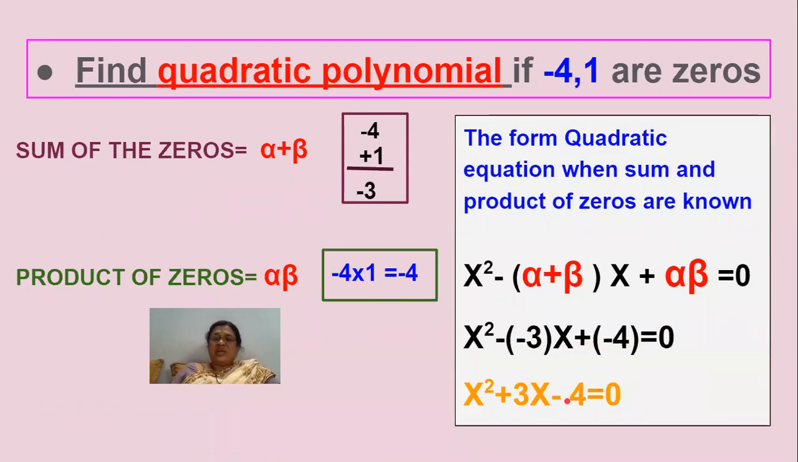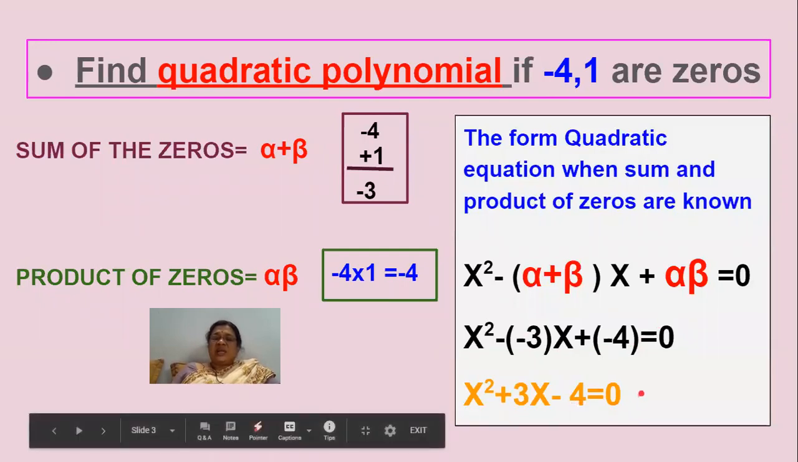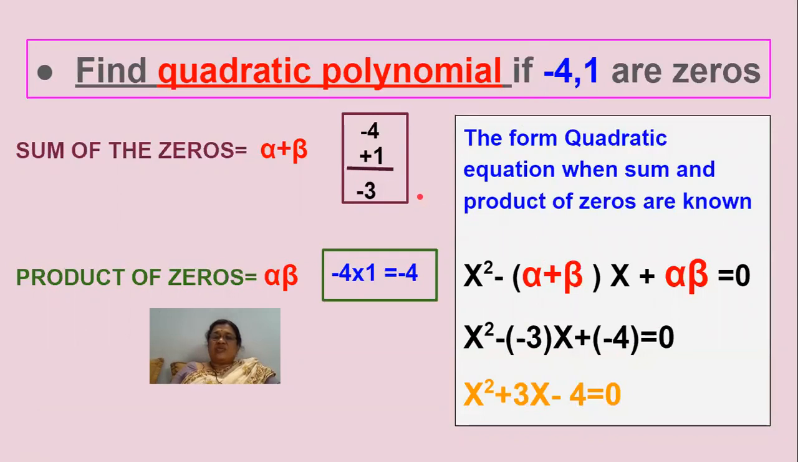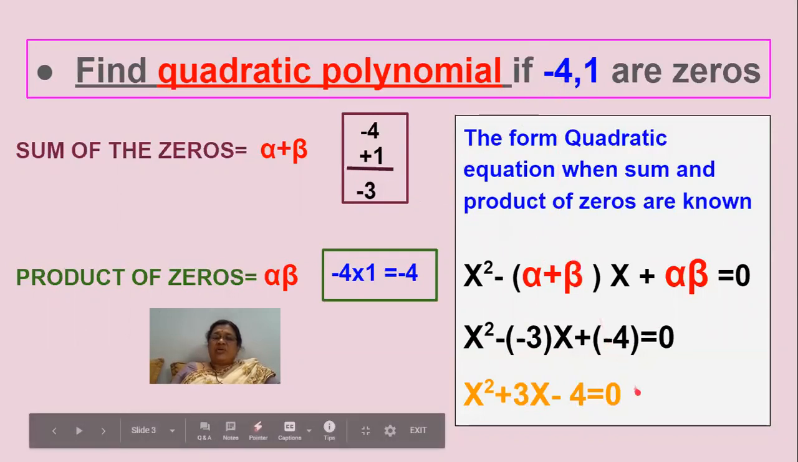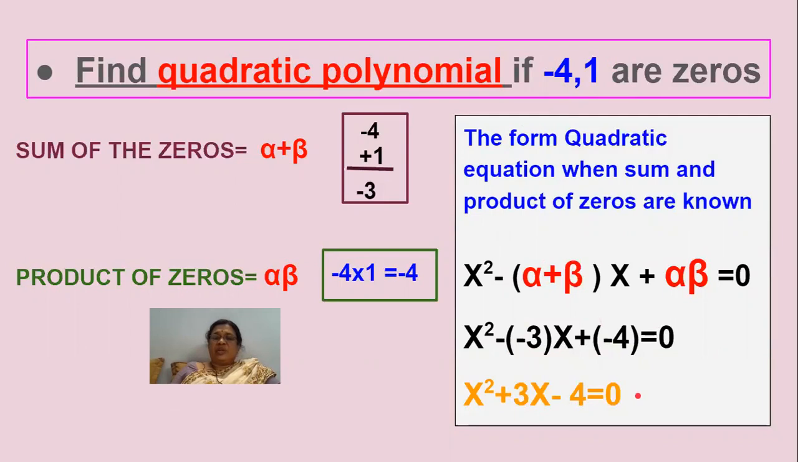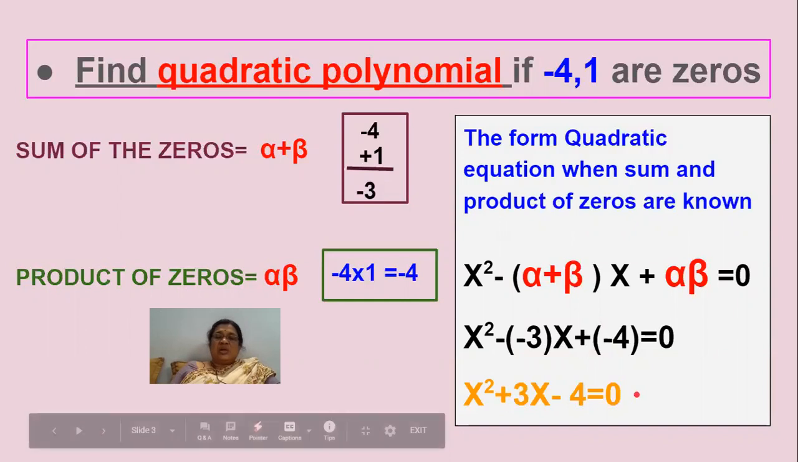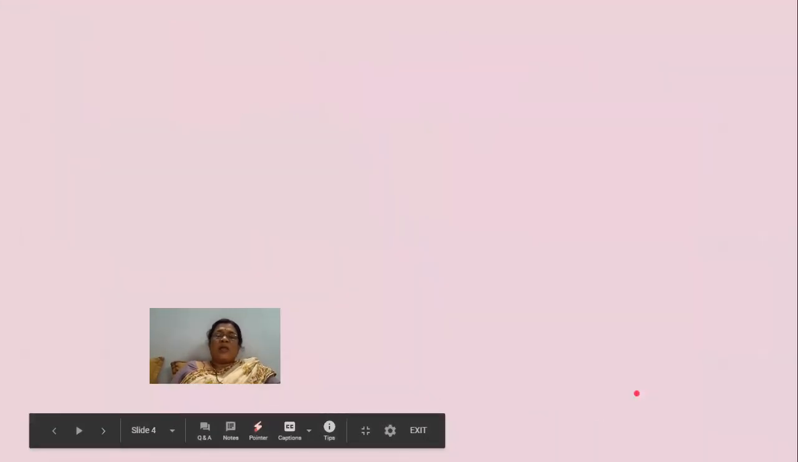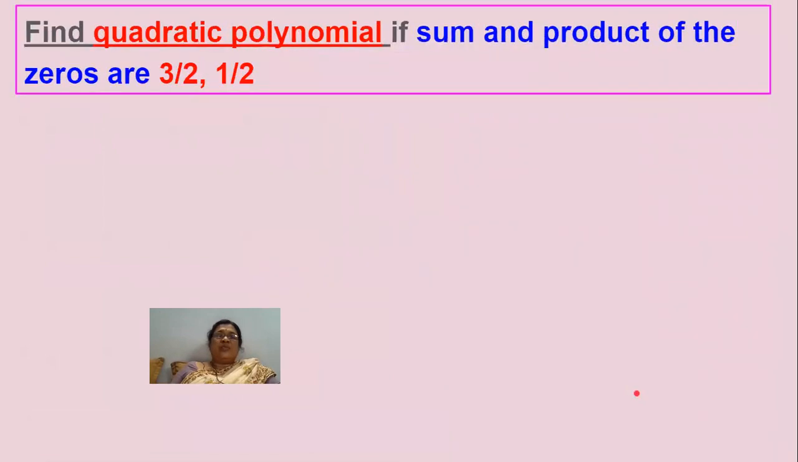Observe carefully. In the previous slide, we have factorized this, and we got zeros like this, minus 4 and 1. Now we don't know what the equation is. From the zeros, we found out the quadratic polynomial. Is the quadratic polynomial correct or not? Yes, it is 100% correct. Let us see one more problem.